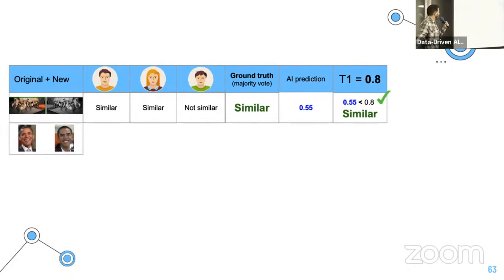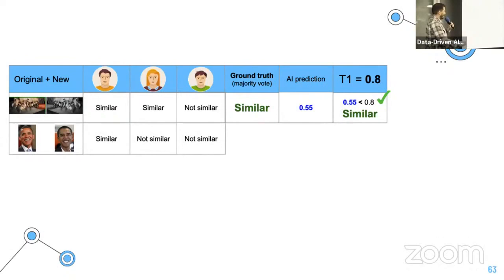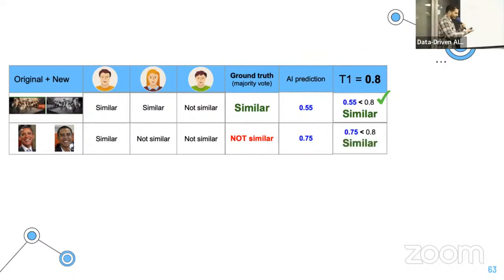Reviewer number one said it's similar. Also, the other two said it's not similar. The ground truth is not similar, right? Very simple. The AI prediction for those pictures is now 0.75. So this is the AI prediction. And if we compare it to the threshold, it is still smaller than 0.8, right? So again, it is still similar. But now the model is not correct because it is different than the ground truth, right? So this is a mistake, as opposed to the first one, which was a good call.